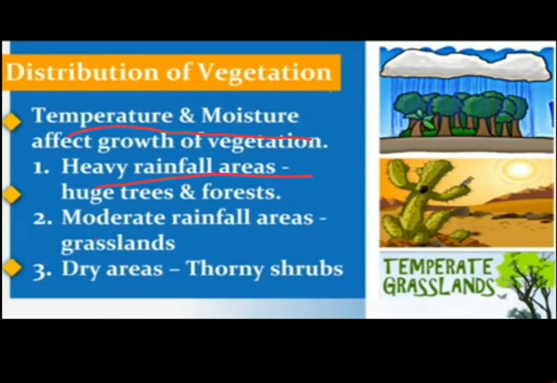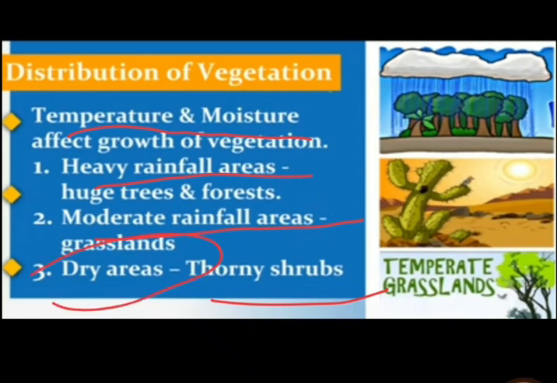Short stunted trees and grasses grow in the regions of moderate rainfall, forming the grasslands of the world. Then thorny shrubs also. The last one is thorny shrubs, and they grow in the dry areas of low rainfall.